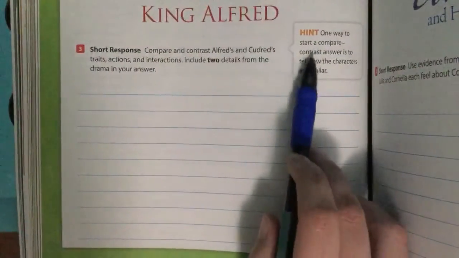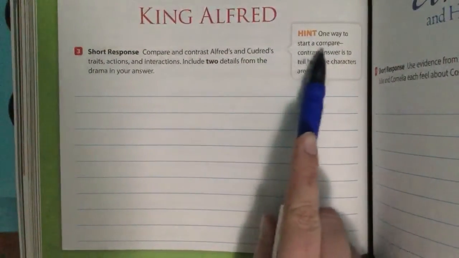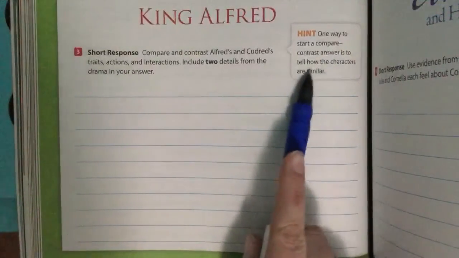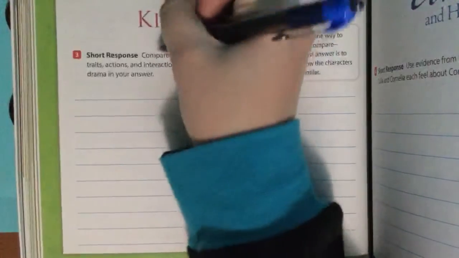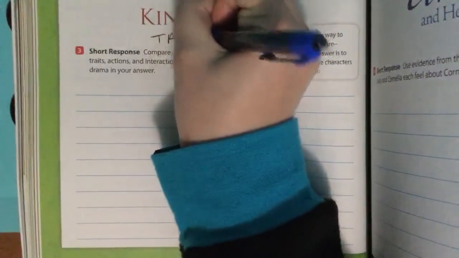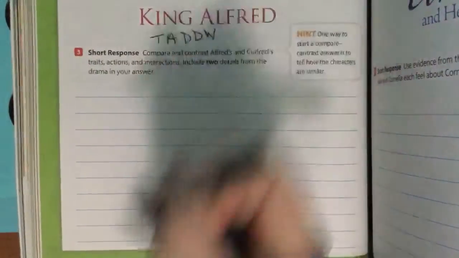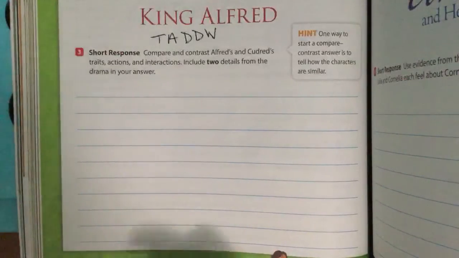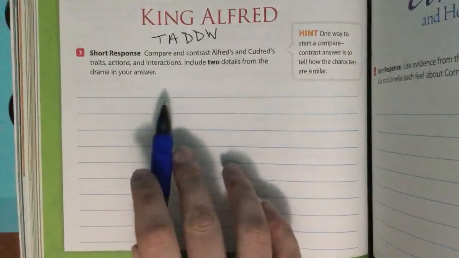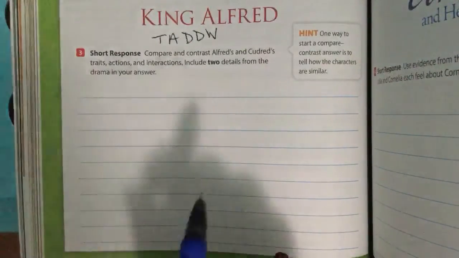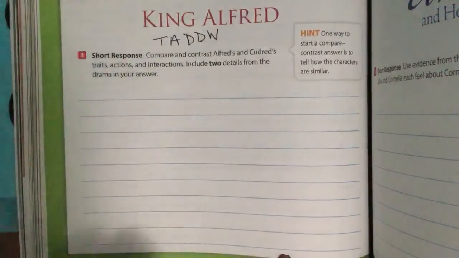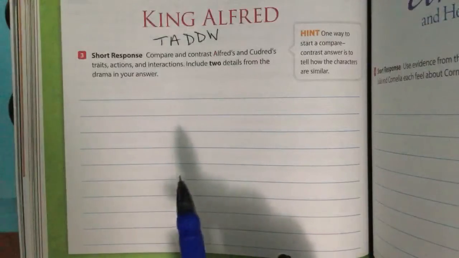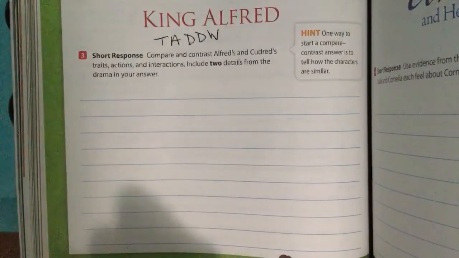And it says a little hint here, one way to start a compare and contrast answer is to tell how the characters are similar. So that'll be our first detail. So remember, when we have these, we follow TADDW. Okay? So we're going to turn this question around and answer it. Now, you may be saying, Ms. Testa, there's no question here. There's no question mark. It's just telling me what to do. That's okay. We can still turn this around.